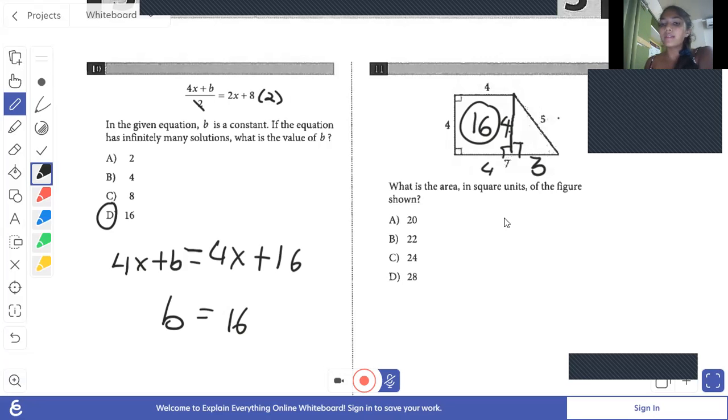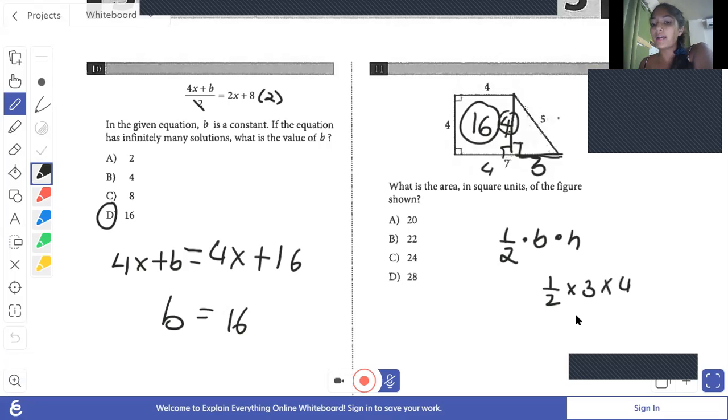So to calculate the area of a triangle, all I need to do is multiply the base with the height and divide by 2. So we know the base here is 3, so half times 3, and we know the height here is 4, times 4, which is half times 12, which is 6. So you know this is 16, this is 6, 16 plus 6. The area of the figure shown below is 22.